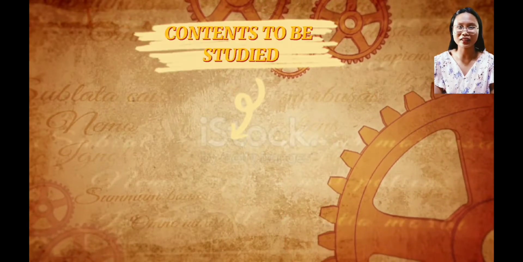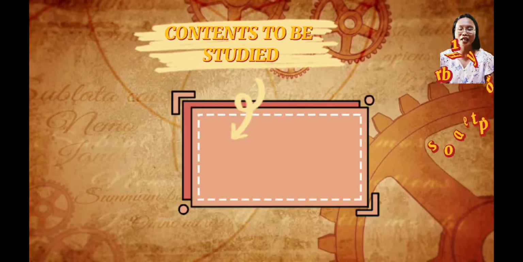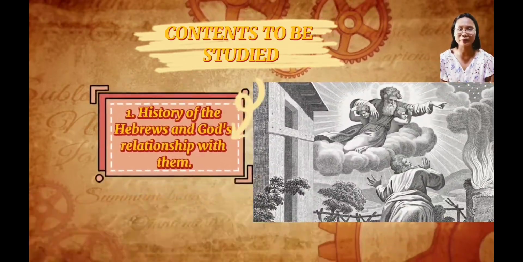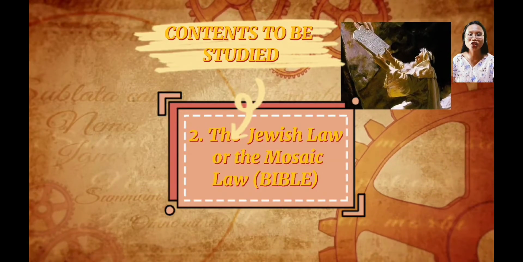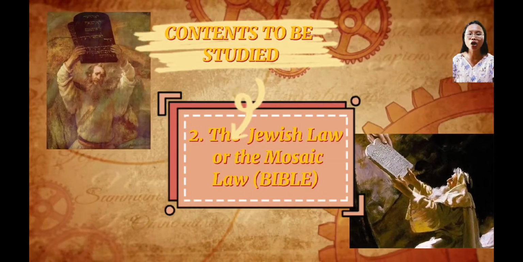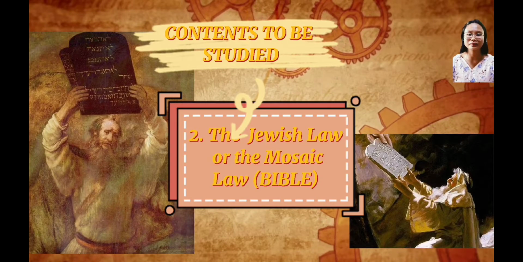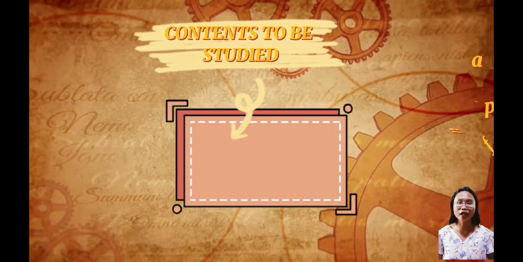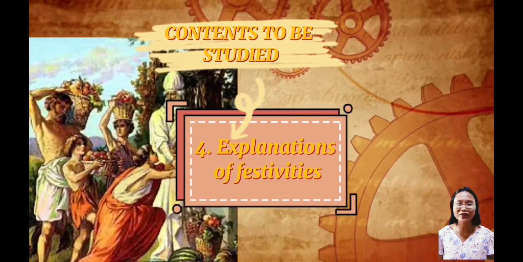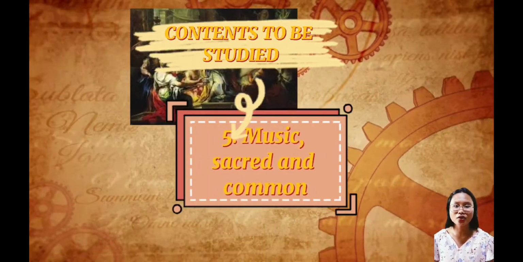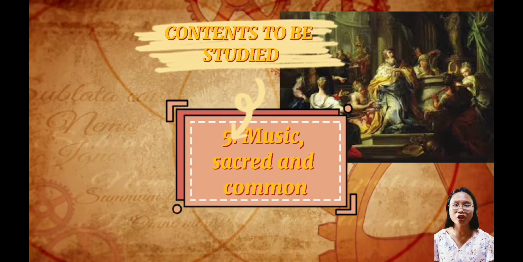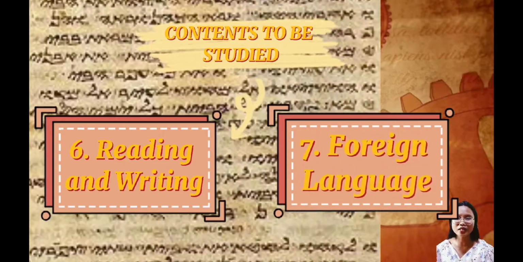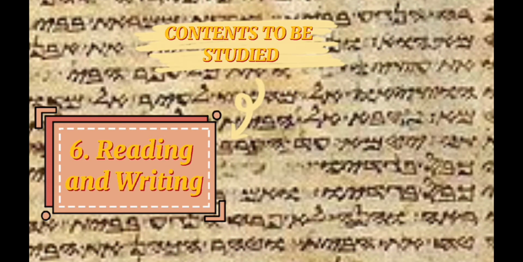Contents to be studied. Number 1, history of the Hebrews and God's relationship with them. Number 2, the Jewish or the Mosaic Law, or what we call the Bible. Number 3, proverbs and psalms. Number 4, explanations of festivities. Number 5, music, both sacred and common. Number 6, reading and writing. And number 7, foreign language.